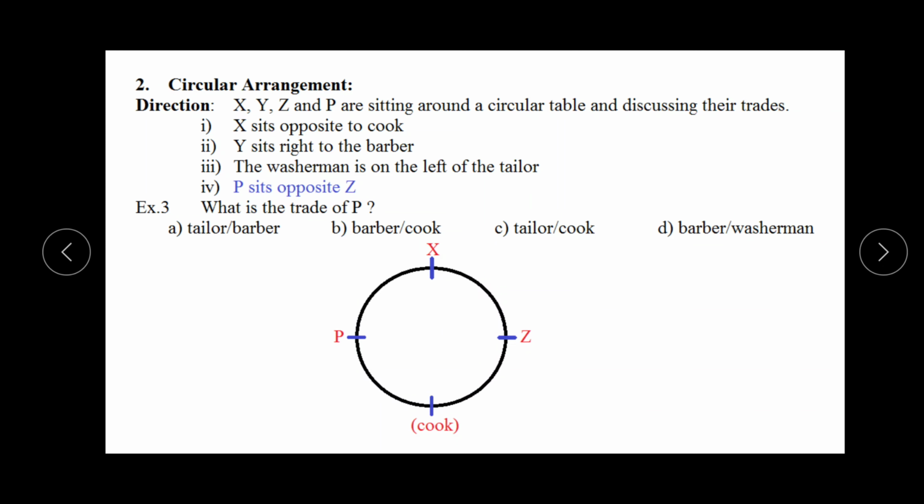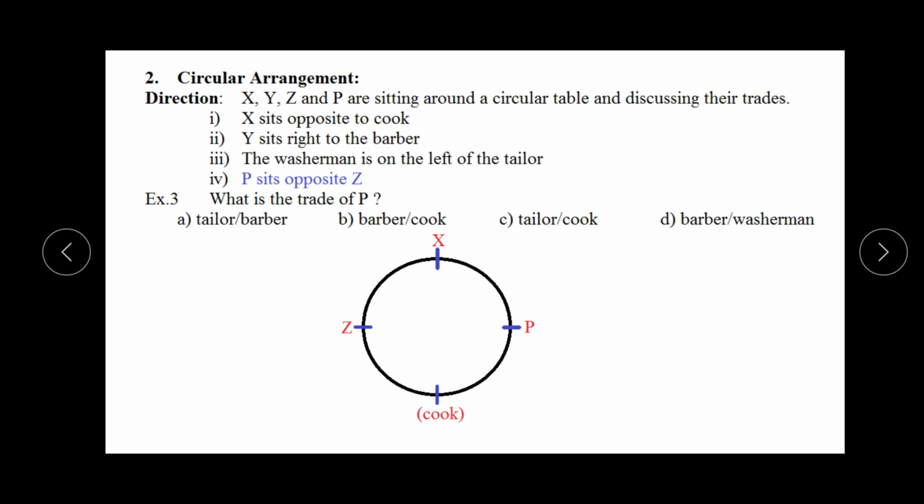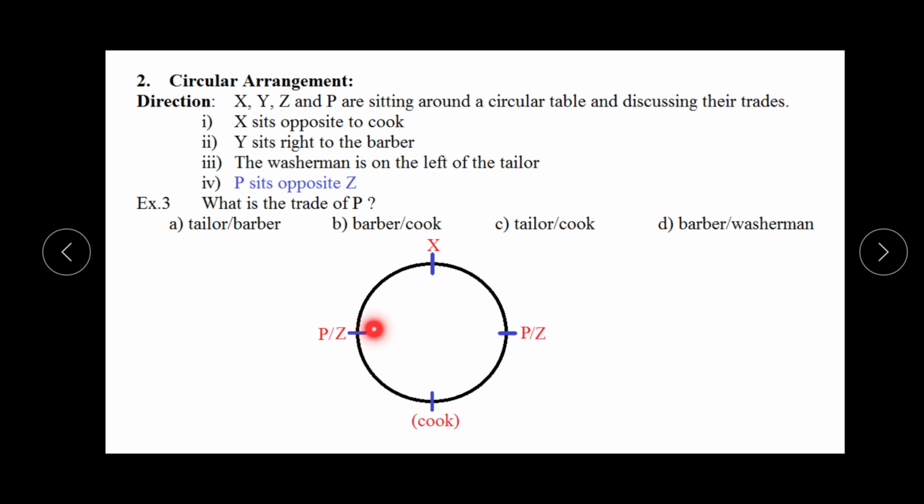But there is a problem, because if we take P on this side, then Z is on this side, but it is not necessary that we take P on this side. We can take P on this side also and Z on this side also. It means if P is here, then Z will be here, and if Z is here, then P will be here. So these positions are not fixed. We can interchange them because there is no information till now for P or Z for a fixed position.